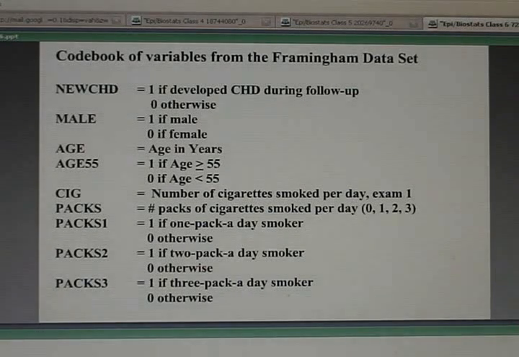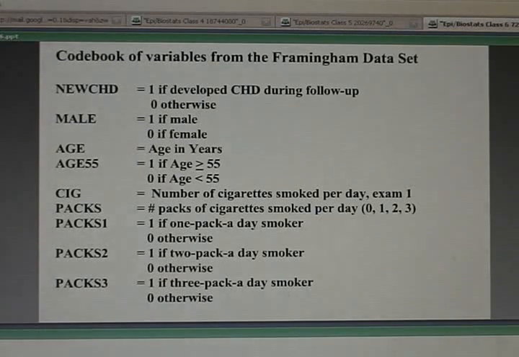The 2 pack a day smoker is anybody who smokes 21 to 40 cigarettes a day, and a 3 pack is anyone who smokes 41 to 60 cigarettes a day. And there wasn't anybody who reported smoking more than 60 cigarettes a day. I also made 3 indicator variables, 1, 0 variables, to indicate whether a person was a 1-pack-a-day smoker, or a 2-pack-a-day smoker, or a 3-pack-a-day smoker.